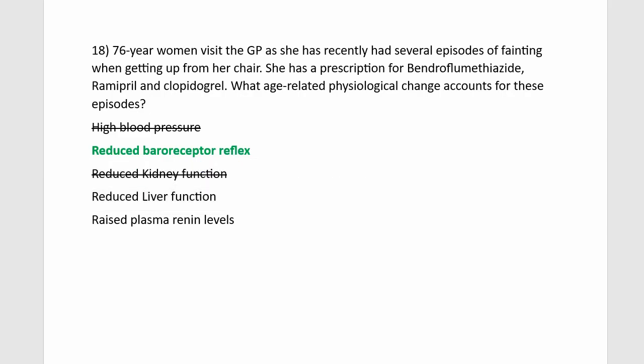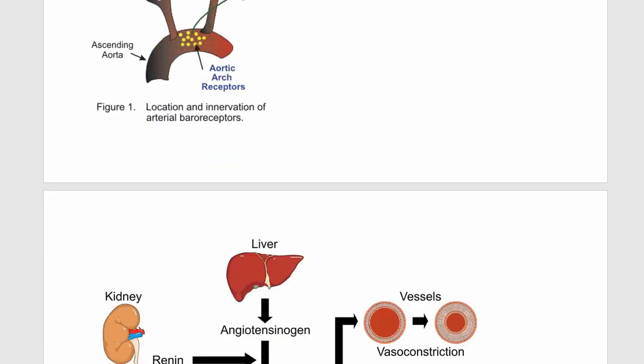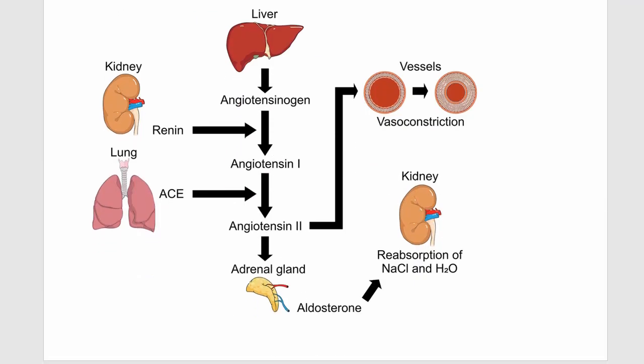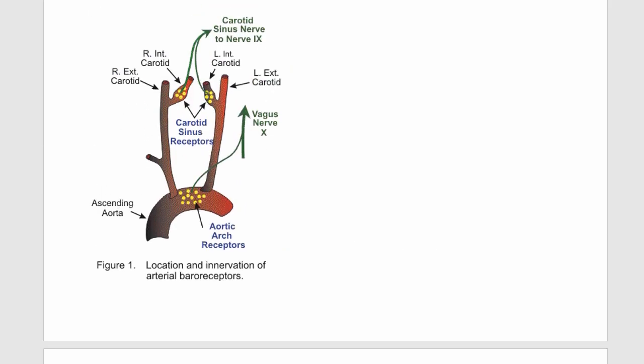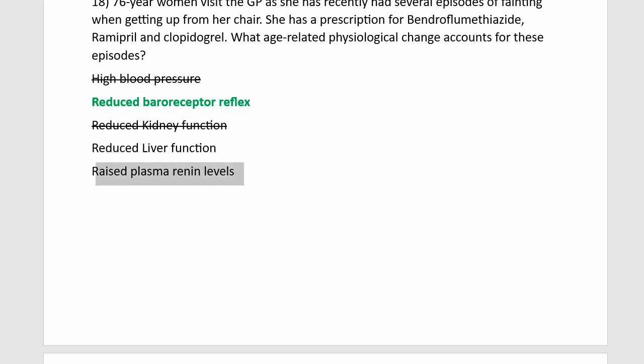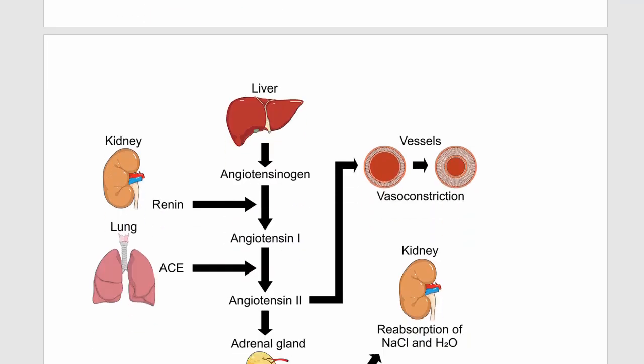And then the final one. Renin plays a role through, again, what we were just looking at here, the renin-angiotensin-aldosterone system. But this would lead to high blood pressure, not low blood pressure. So if you have a raised plasma renin level, that's going to increase your blood pressure, not the other way around. So it's not going to be raised plasma renin levels.